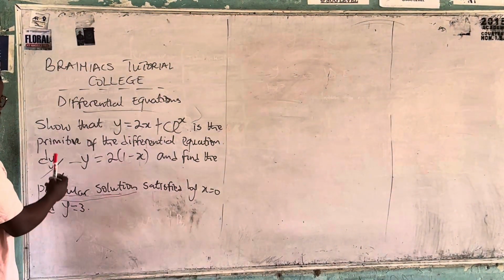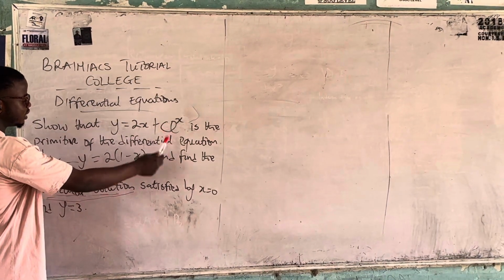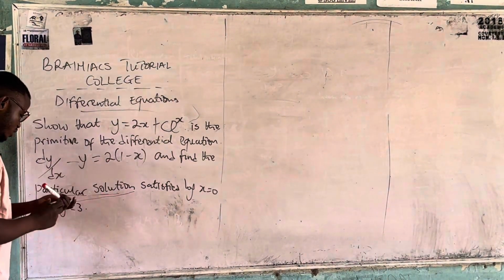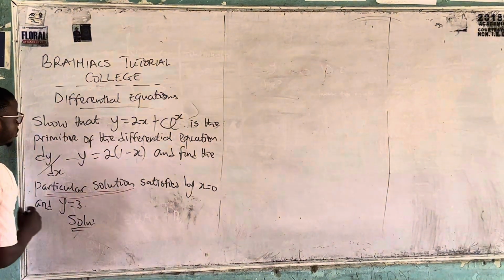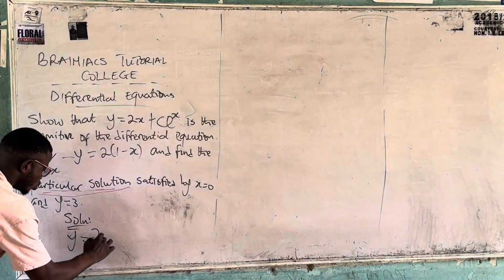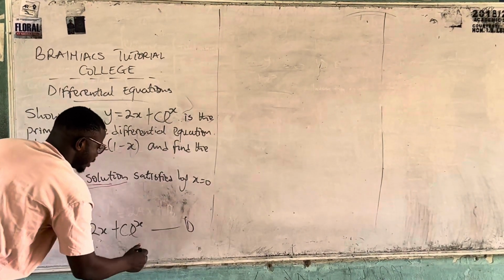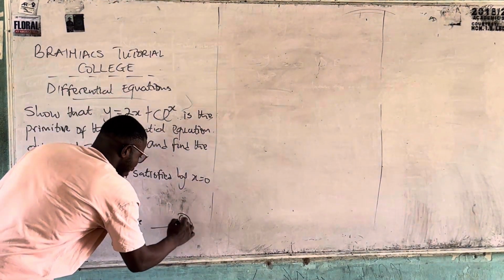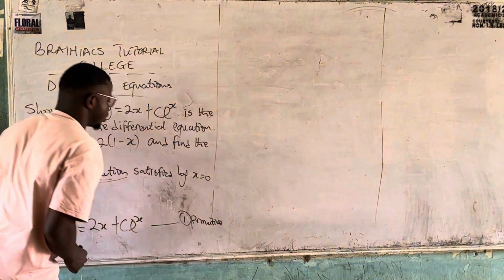But let's start by showing that y equals 2x plus c exponential x is the primitive. So now let's go to the solution. The primitive that we have there is y equals 2x plus c exponential x. We make this equation 1. So this is the primitive, and that's equation 1.